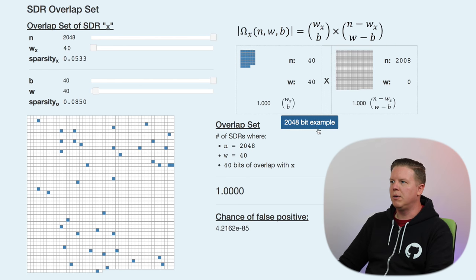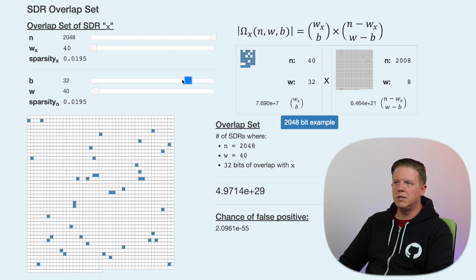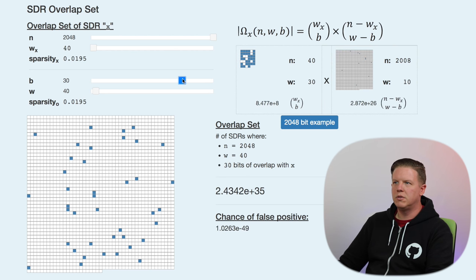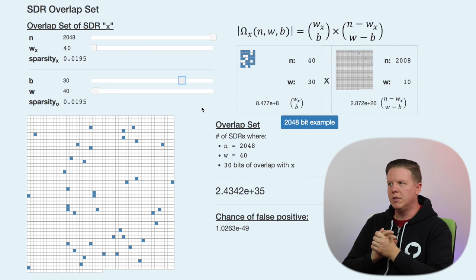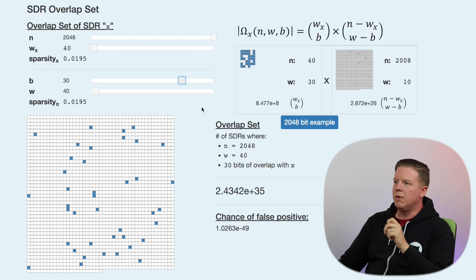So a quick jump to a bigger example, 2048 bits. If we were to require a perfect match where B is 40 and W is 40, again, there's only one SDR that will fit in this space. Let's dial this down to something more realistic, maybe 3/4 of the total on bits. So if we require 3/4 of the total on bits to match in the overlap score, then we have a chance of false positive here that is extremely low.